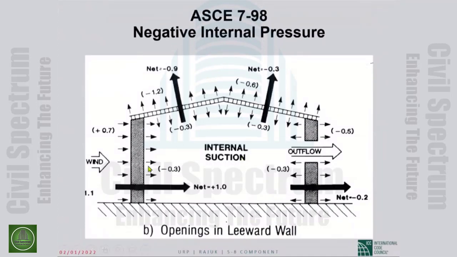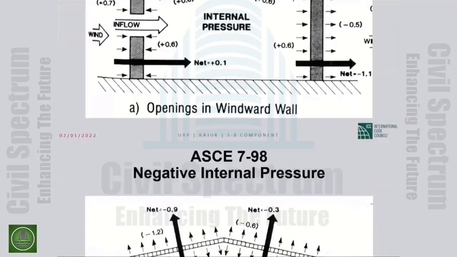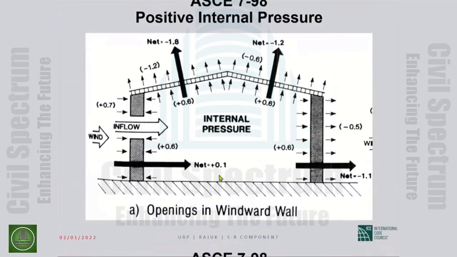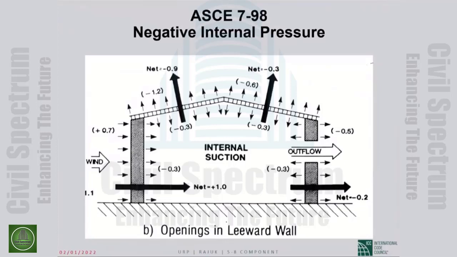This is negative internal pressure. Now the net is 1.2 plus 0.3, which is negative 0.9. So this is not the more critical case. But as far as this wall goes, this is more critical. This is plus 0.7. This is negative 0.3. So the net is 1.0. Negative pressure gives you 1.0. Positive pressure gave you a net of 0.1. So in this case, anyway, the two pictures are pretty graphic.